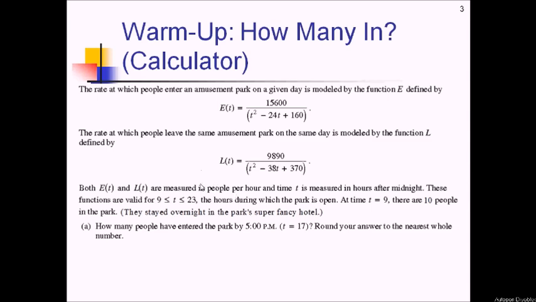And let's see here, the park's open between the hours of 9 a.m. and 23, which is 11 p.m., and at time 9 there's 10 people in the park when it opens because they stayed overnight in the super fancy hotel.